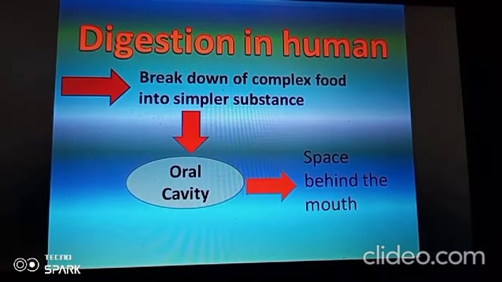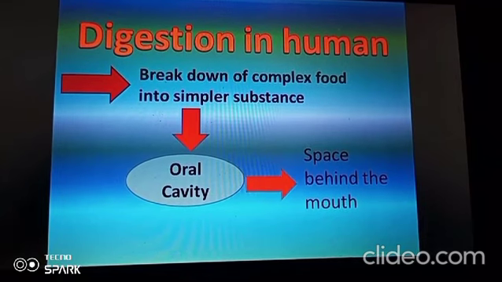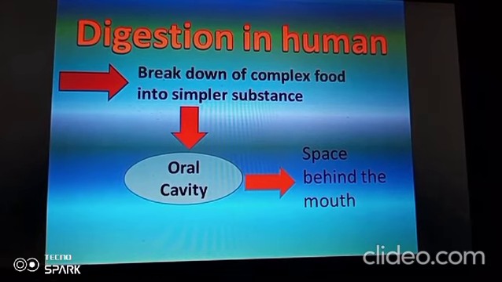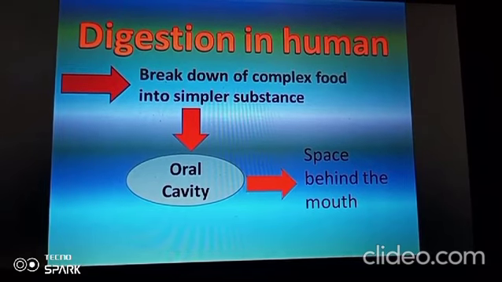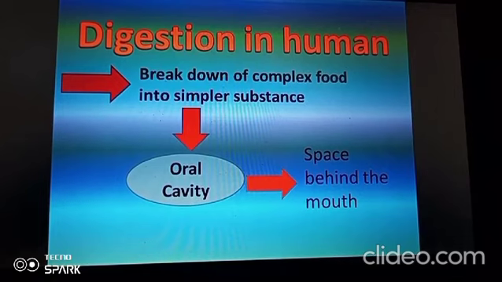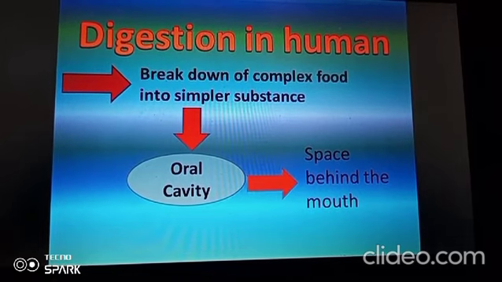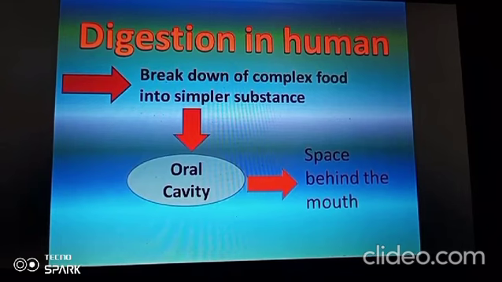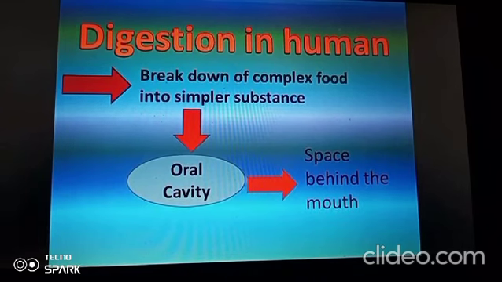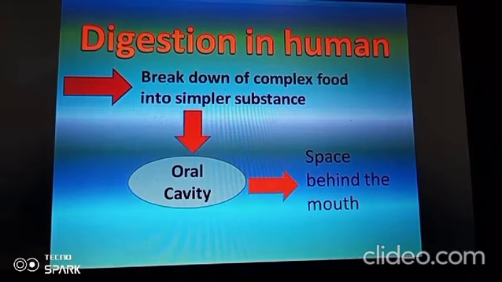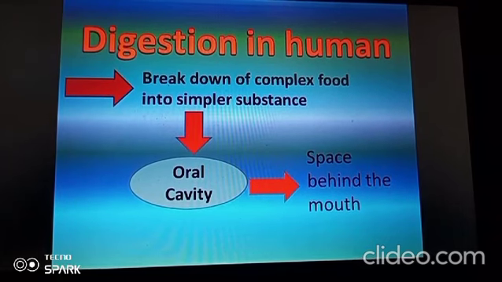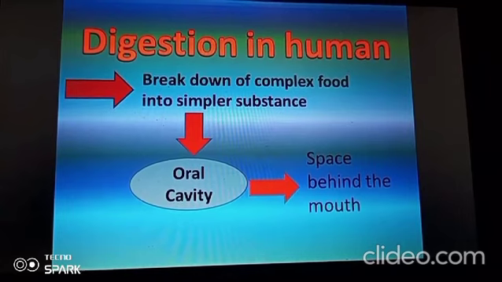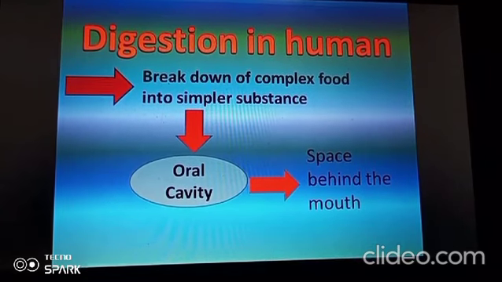Digestion in humans. The word digestion means to break down complex food into simpler substances. The complex food which we eat is broken down into simpler substances, and this process begins in our oral cavity. And what is the oral cavity? The oral cavity is the space which is present behind the mouth, and here the digestion starts. It is the first place where the digestion of food starts.